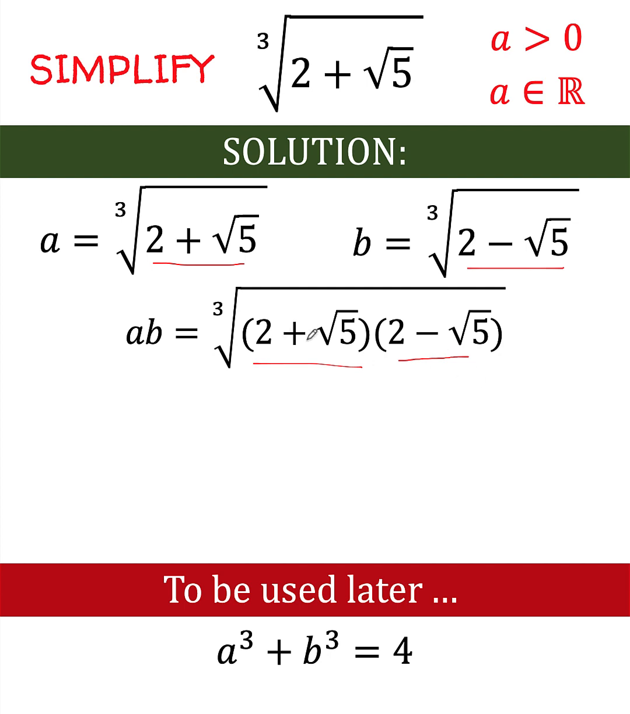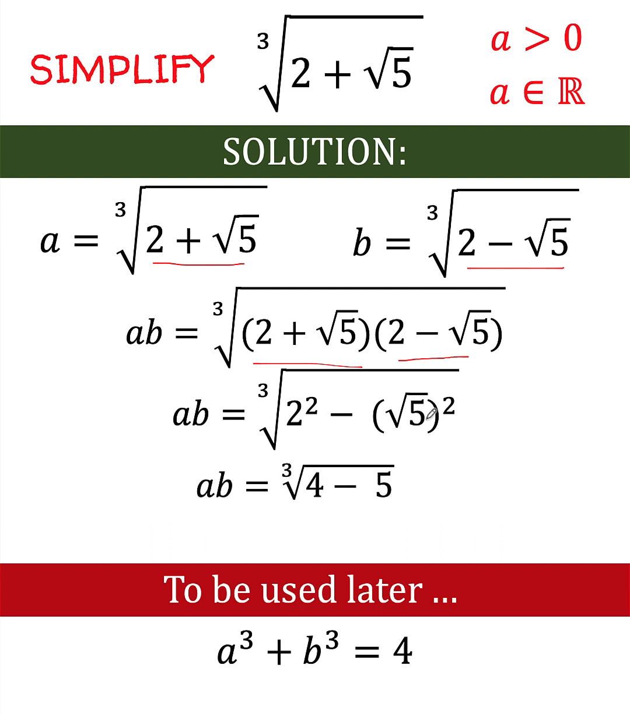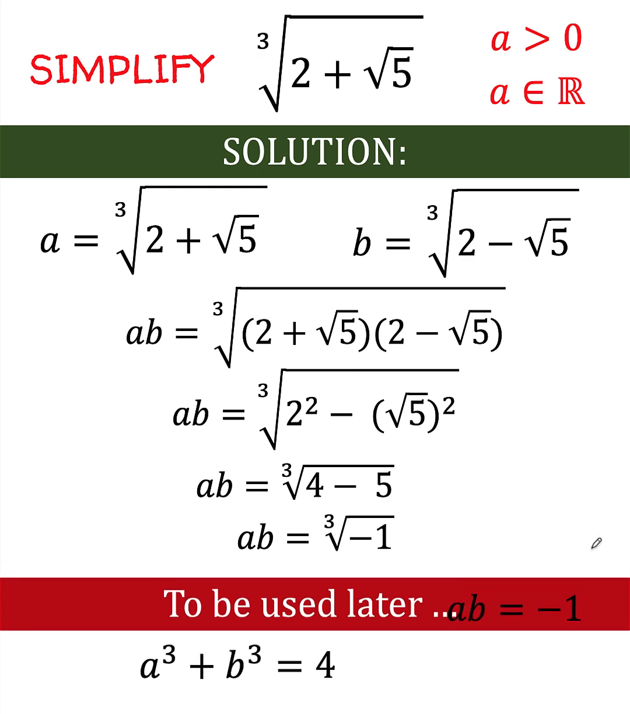Now, let's analyze what's inside the radicand. We have here a special product of the sum and difference of two numbers. And so we can simplify this radicand as the square of the first number, that is 2 squared, minus the square of the second number here, which is the square root of 5. And simplifying further, 2 squared is 4, and the square of the square root of 5 is 5. We copy the minus sign. 4 minus 5 is equal to negative 1. And so we have a times b equals the cube root of negative 1, which is equal to negative 1. Let's remember this result as well.